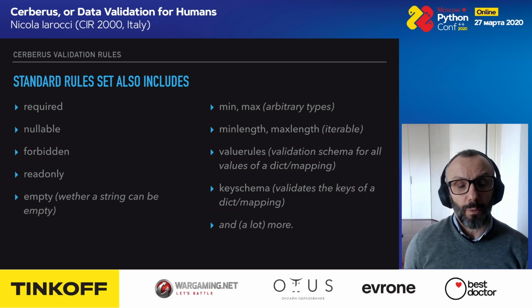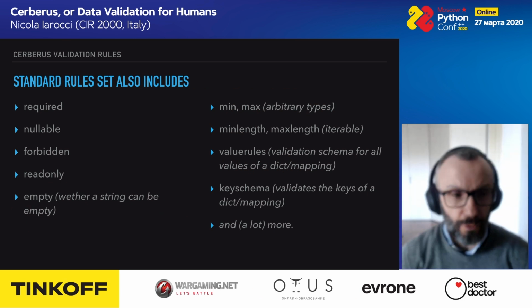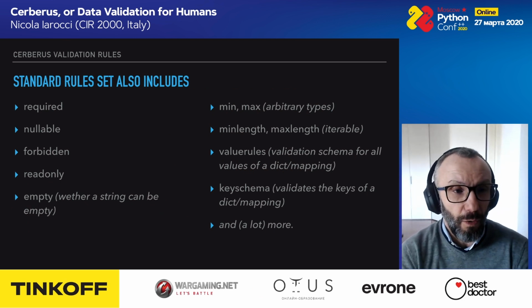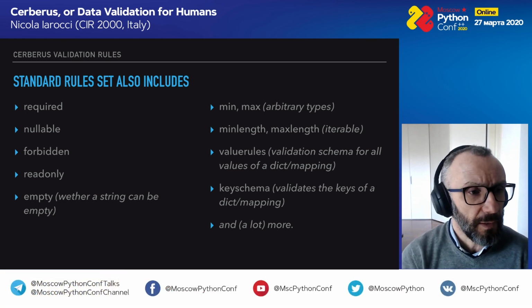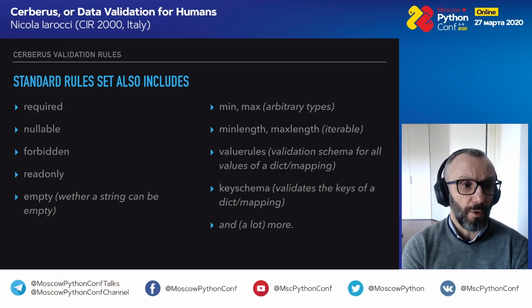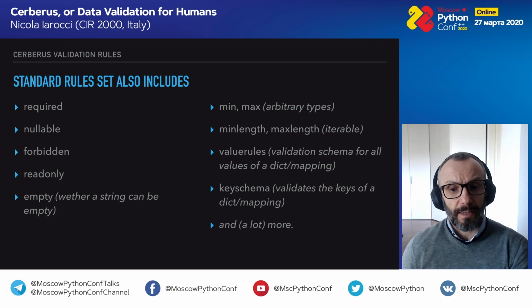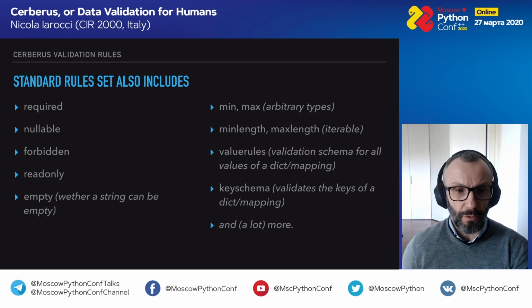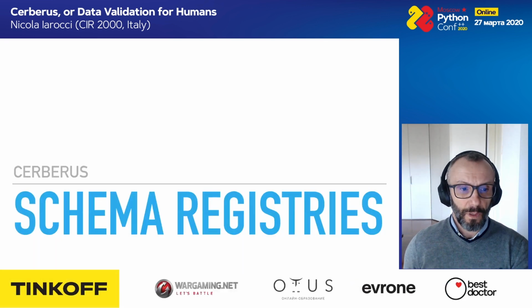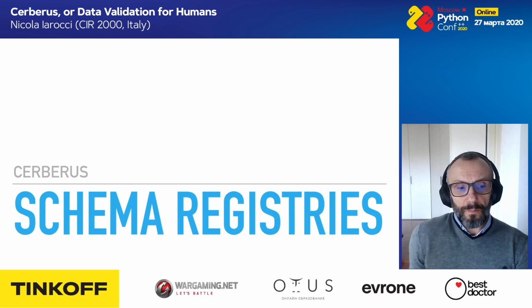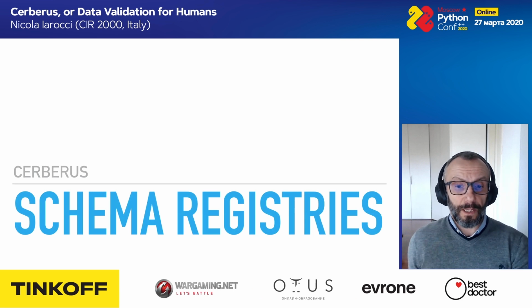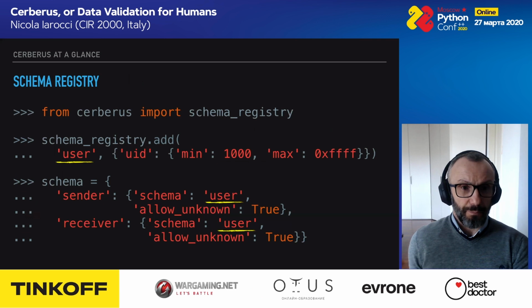There are many more rules, so we don't have the time, and probably you are also not very interested in seeing all of them. These that you see in this list are very simple: required, nullable, forbidden, readonly, empty, etc. Min and max. You can check on the length, etc. You can look at the documentation if you want to learn more about that. So let's move on and talk about the schema registries.